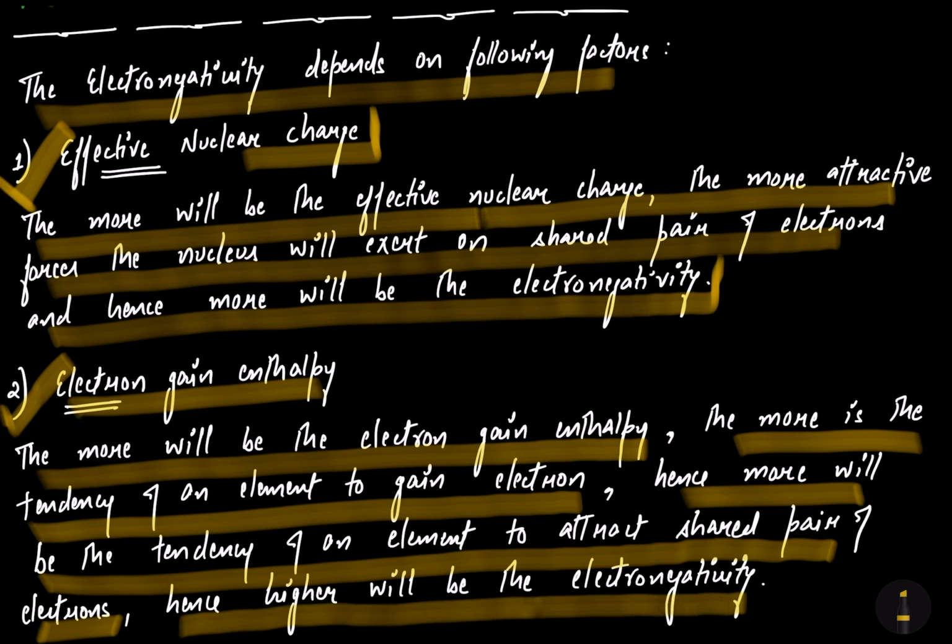So in both the factors I have talked about, the first one is the effective nuclear charge. If the effective nuclear charge is more, the more attractive force the nucleus will exert on the shared pair of electrons, and hence the more the electronegativity. On the other hand, the more the electron gain enthalpy, that means the more the tendency of an element to gain electrons, and hence the more the tendency of an element to attract the shared pair of electrons also, and hence the higher the electronegativity.